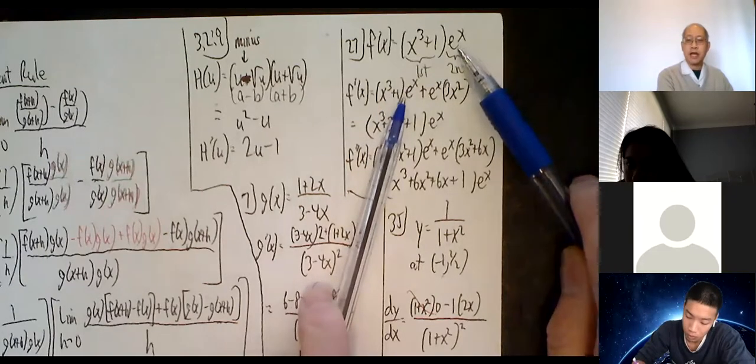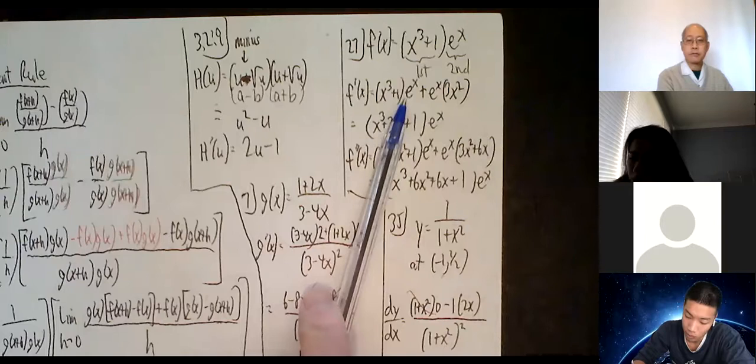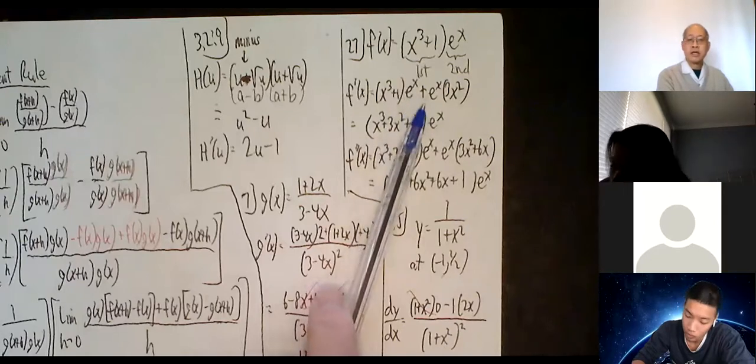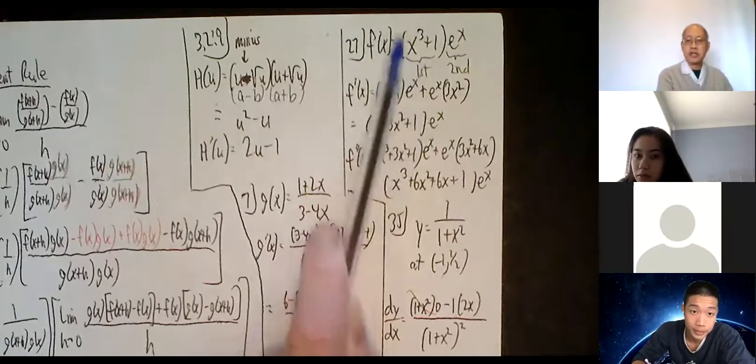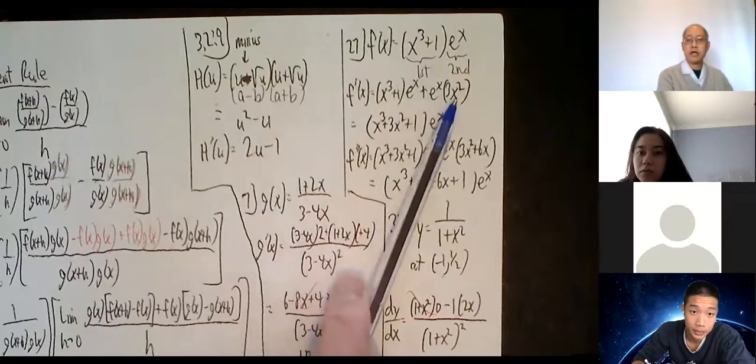So what's the derivative of e to the x? E to the x. Plus second function, e to the x, times the derivative of the first. So what's the derivative of x cubed plus 1? 3x squared.